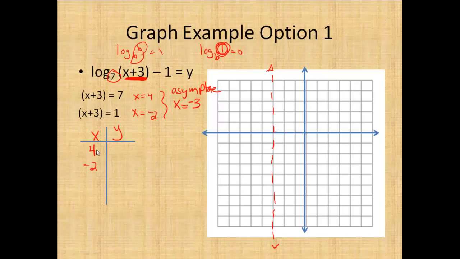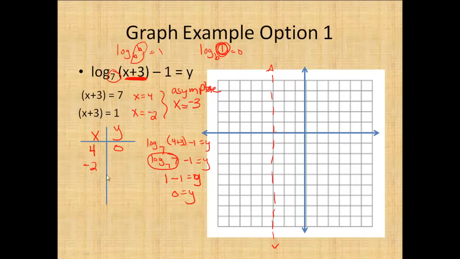And then I'm going to come over here to my table of values and I'm going to solve this out. So when I go to my equation and I take the log base 7 of 4 plus 3, that quantity, minus 1, well, that turns into the log base 7 of 7 minus 1 is equal to y. Well, right here, this log of 7 base 7, that's equal to 1 in itself. So I end up with 1 minus 1 is equal to y, and 1 minus 1 is 0. So this time I happen to get a 0.